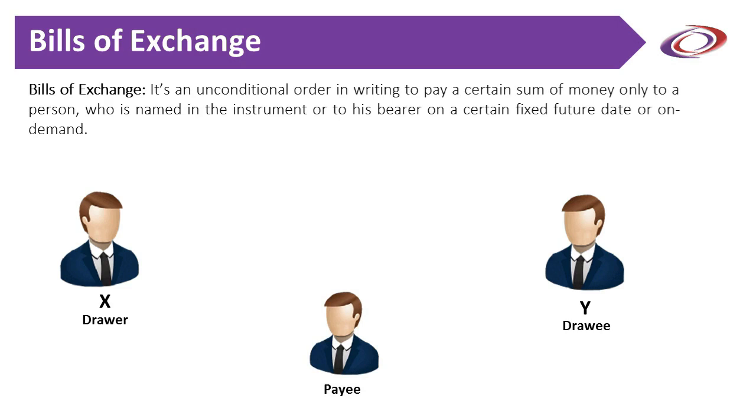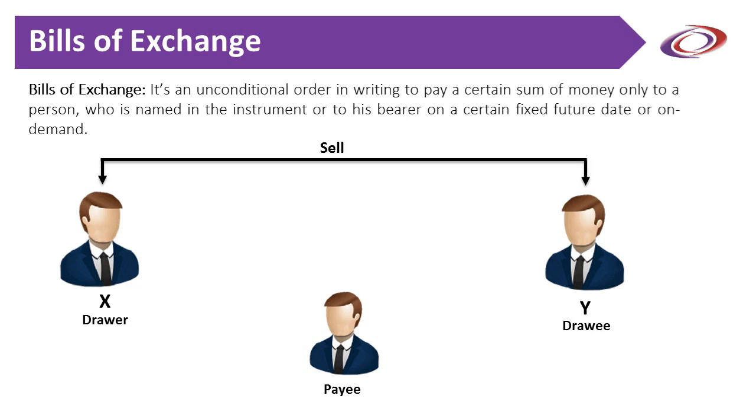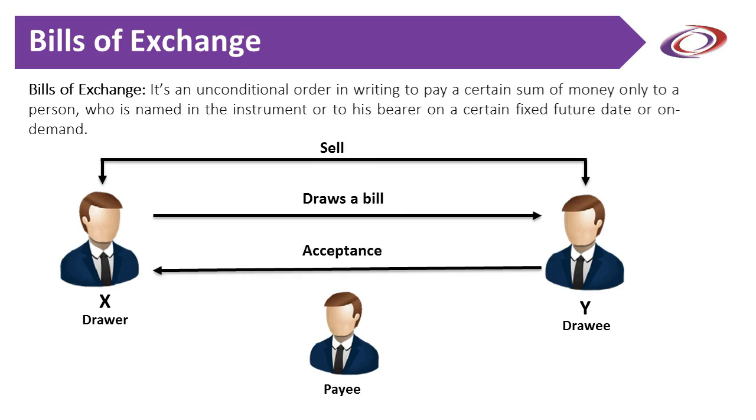Now I know you are wondering, can drawer and payee be the same person? Yes, it's totally possible. For example, X sells goods to Y on credit. For this, X draws a bill which Y accepts. So X is the drawer here and Y is the drawee. And in this case, X is the payee also, because he will eventually receive the money.